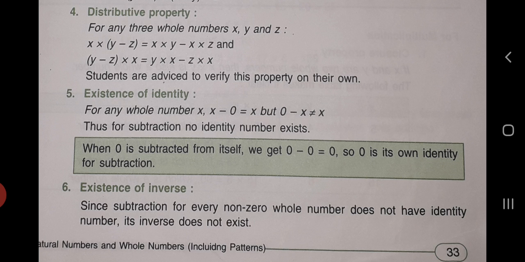So, subtraction of whole numbers does not satisfy associative property if z is not equal to 0. Now the distributive property. Distributive property holds. Next, identity. For subtraction, no identity number exists, and as identity does not exist, inverse also does not exist.